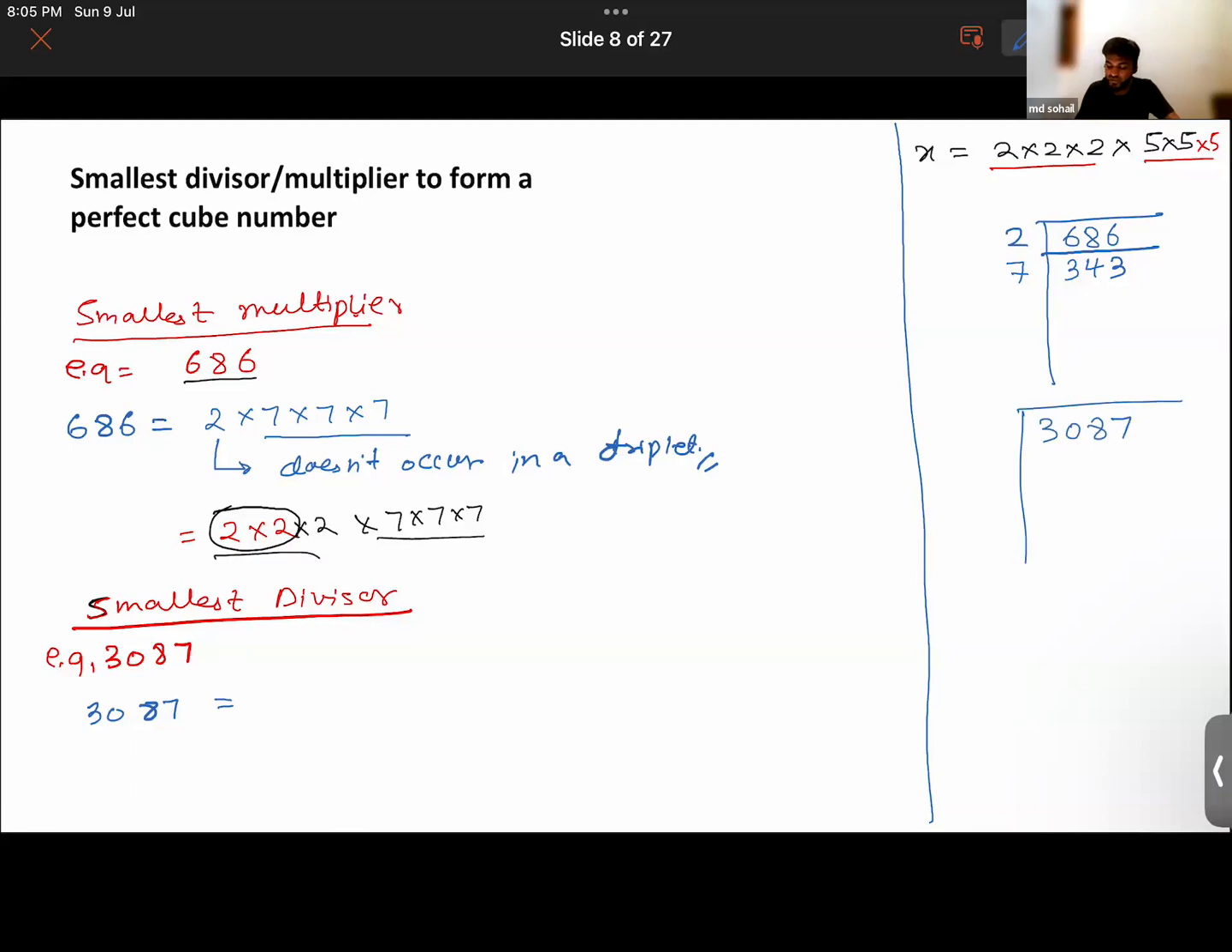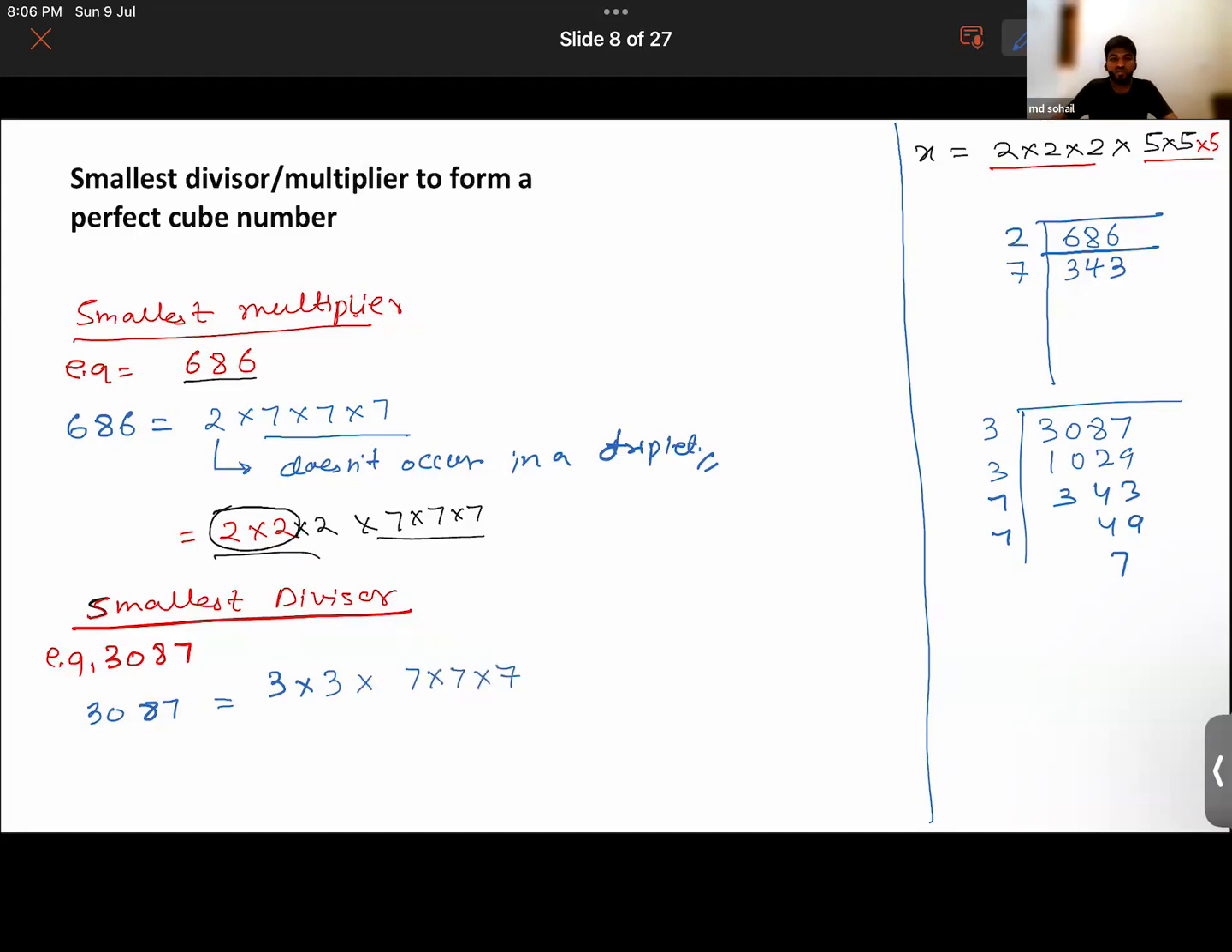Okay. So first it will be getting divided by 3, right? Yes, sir. Again, it will get divided by 3. Then you get 343, right? And then you divide it by 7, 7, 7. So the prime factorization is like this: 3 multiplied by 3, and then you get triplets of 7.